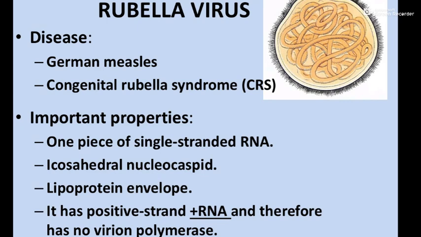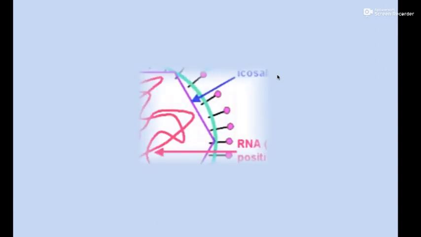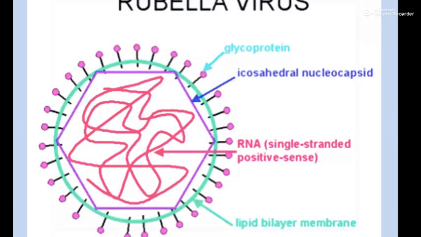كل الأورثوميكسو والباراميكسو هي negative-stranded RNA. لكن the rubella virus, it is positive-stranded RNA. Therefore, the virion has no virion polymerase. يعني شنو، ما يحتاج polymerase enzyme لأنه يشتغل messenger RNA. Surface spikes، only hemagglutinin فقط، عنده الهيماجلوتينين فقط. هاي الصورة للفيروس.